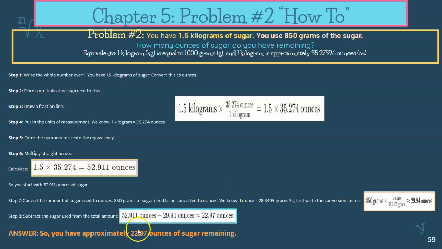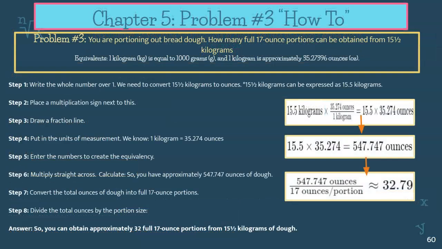So now you're going to subtract from the first part of the problem, the total amount of sugar in ounces, the 52.911, subtracted by 29.94, and you get 22.97 ounces. So you have approximately 22.97 ounces of sugar remaining, right? Again, if you are confused, look at the steps, look at the equivalents, and ask for clarification.